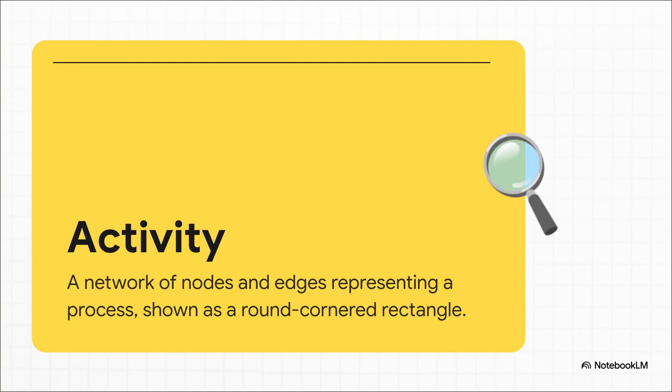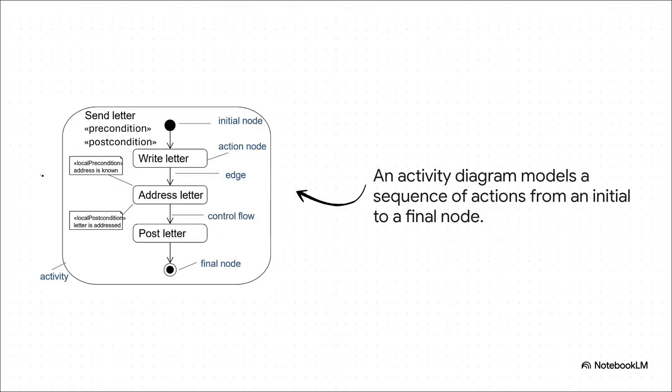So the activity itself is the main container. You can think of it as the boundary for the entire process you're modeling. It's represented by that big, round-cornered rectangle that holds everything else inside. This simple diagram lays out the essentials perfectly.